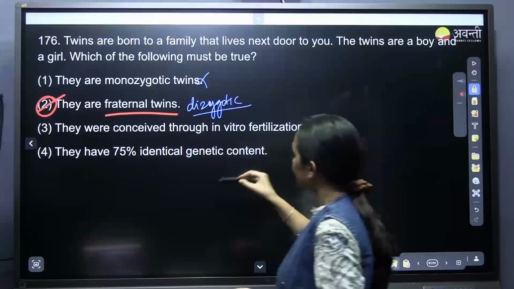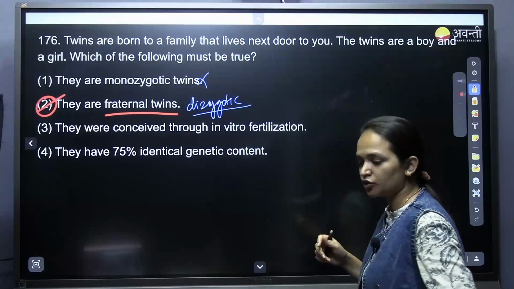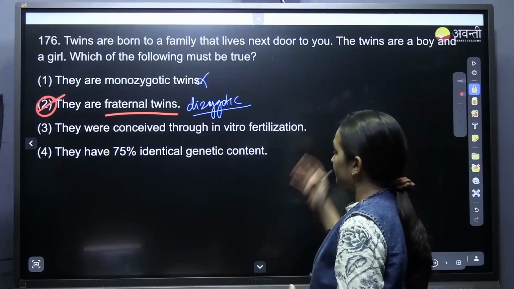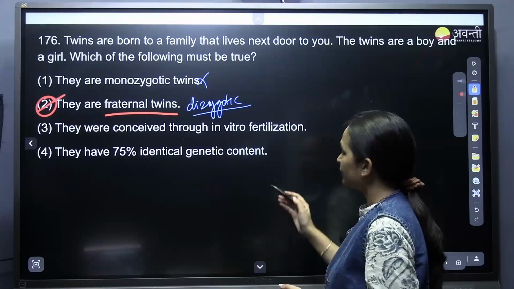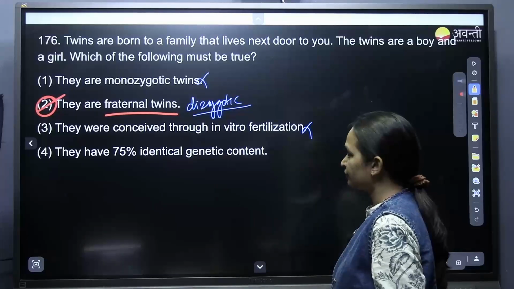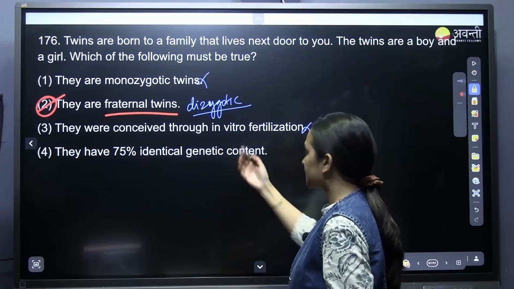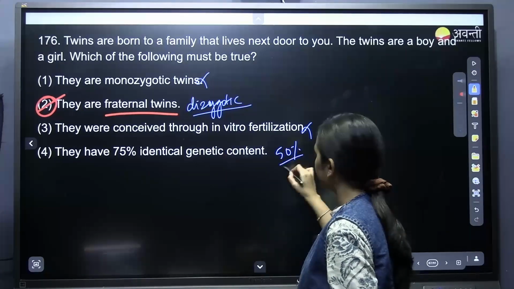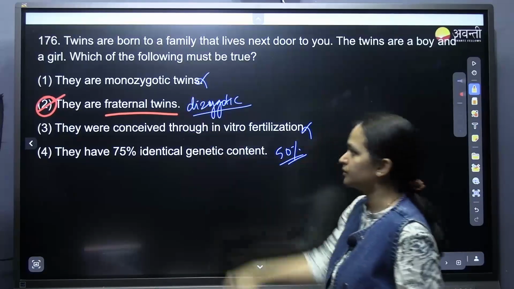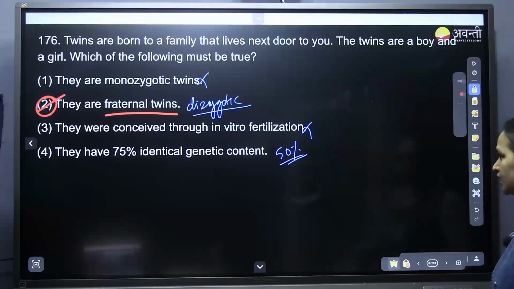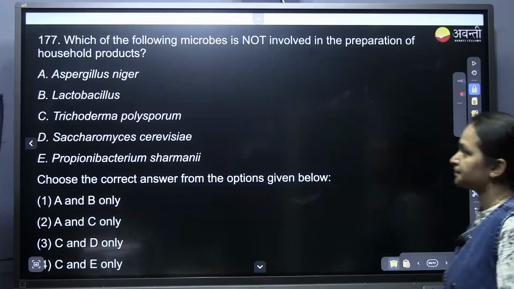Monozygotic, no. They consider through in vitro fertilization. In in vitro fertilization, there are chances of having twins and triplets, but it cannot explain it here. They have 75% identical genetic content? No, like any other siblings, they have only 50% identical genetic content, like any other normal siblings, but twins, dizygotic. So 4 is also wrong. So it is 2. We got it correct.